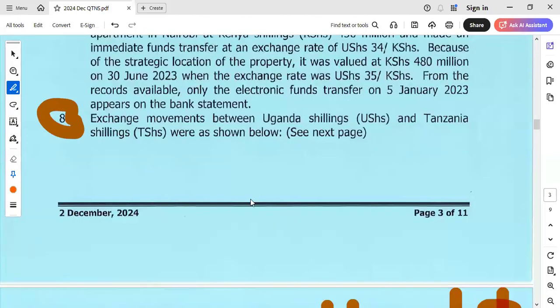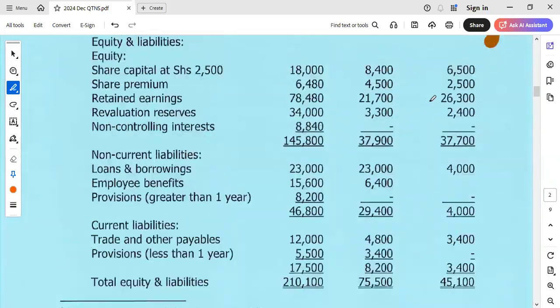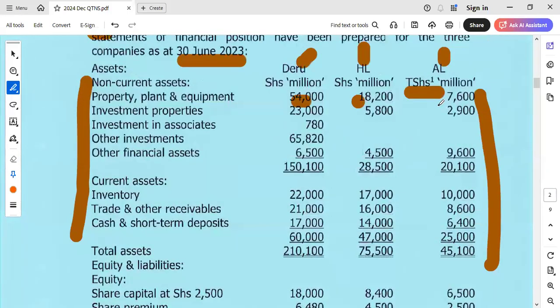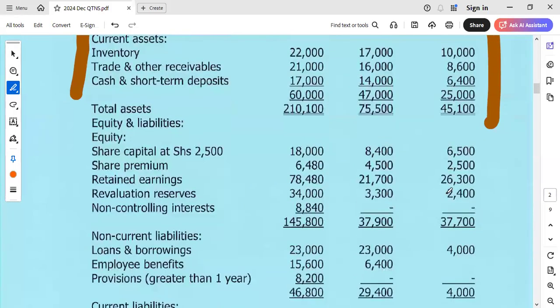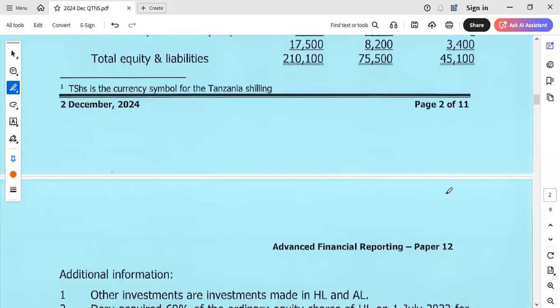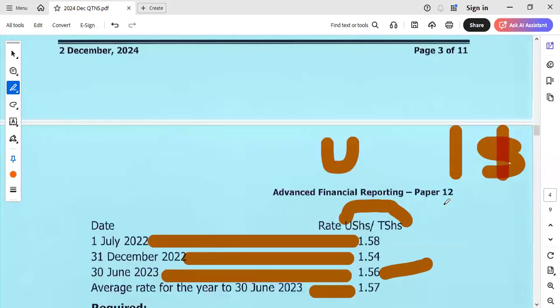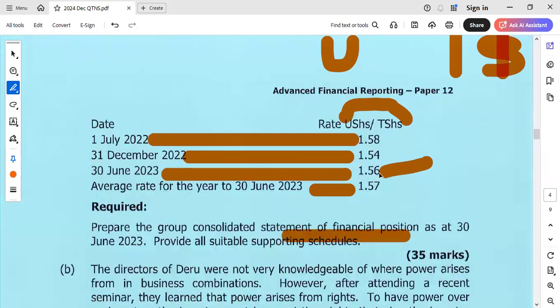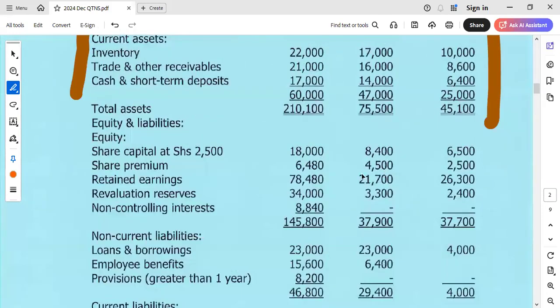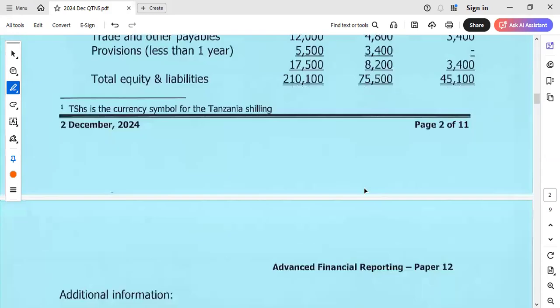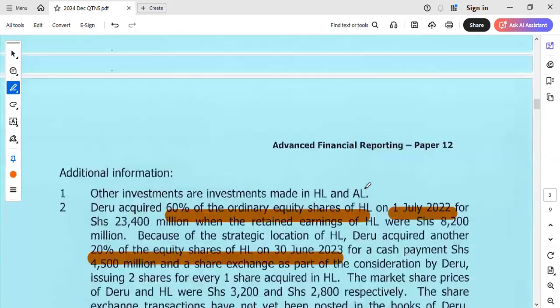So that should be your next working, working number 2. After the group structure, translate these figures. And when you're translating for the foreign subsidiary, all assets and liabilities will be translated using the closing rate. Then the items of equity are going to be translated using the acquisition date rate.